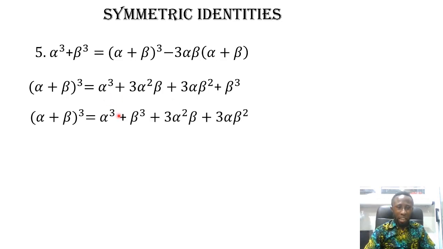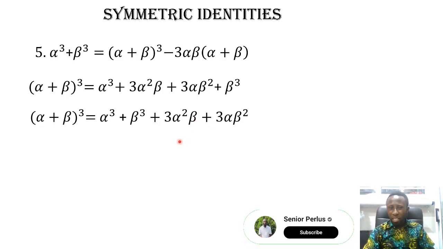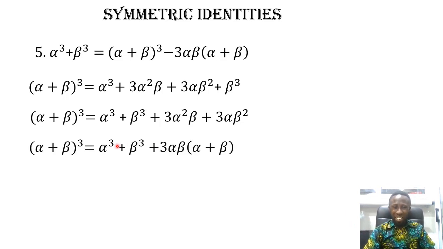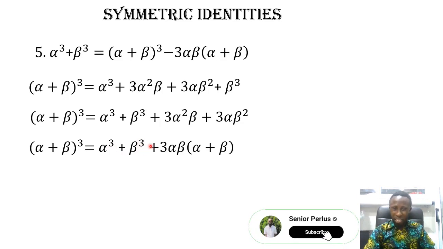We know that alpha cube plus beta cube. So let's arrange it. This is what we have got. So what should we do here? Yes, is there any magic here? We can still do some magic here. What should we do? We will factorize something here. Okay. Now, alpha cube plus beta cube. This is what we want.